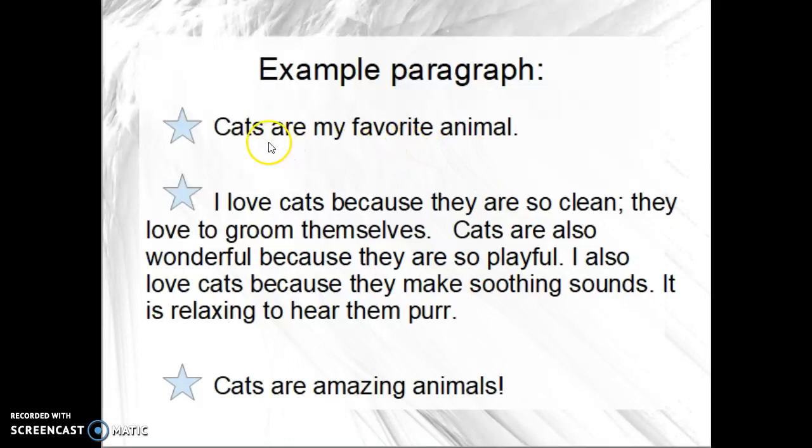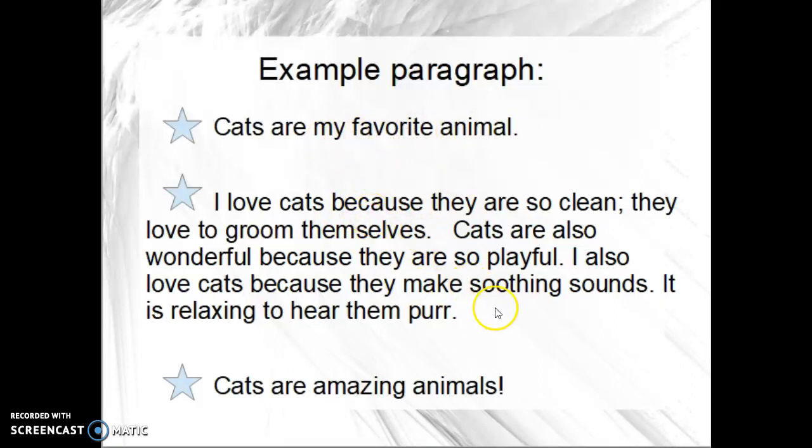Each one gives more explanation or more evidence to the topic sentence. In this particular case, we're not trying to prove something. It's just an opinion paragraph. So each one is giving a reason for the opinion that's stated in the topic sentence. So here, I love cats because they're so clean, they love to groom themselves. So this sentence here is a further explanation of why cats are my favorite animal.